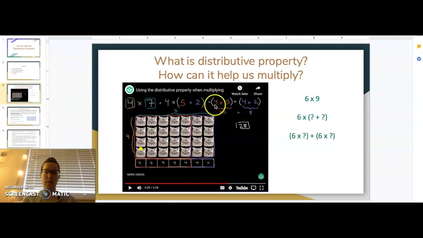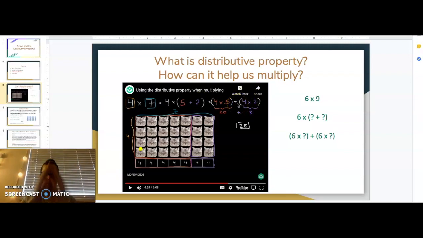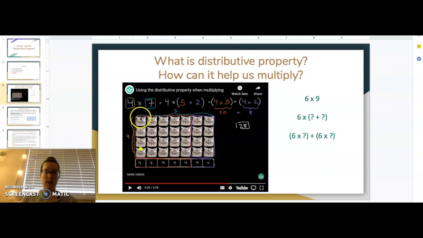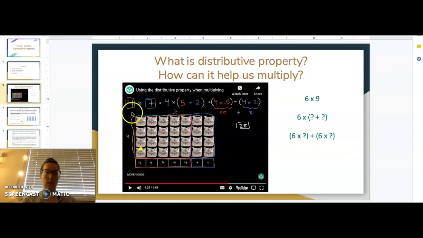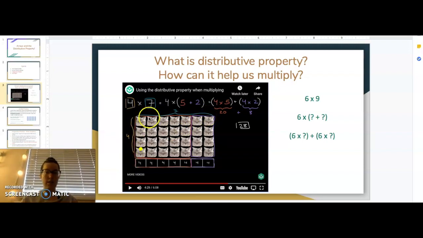So what he did from this step to this step is he went 4 times 5, and he put that in its own set of parentheses or its own bubble, which tells us what to do first. Then he went back to the 4 and he said, can't forget about the 2, 4 times 2. He put that in its own little bubble. And then we just put them together, right? So you take that first number, 4 times 5, and we add that to 4 times 2, okay? It's important to note that the length here didn't change, and neither did the width, right? We just broke it up.